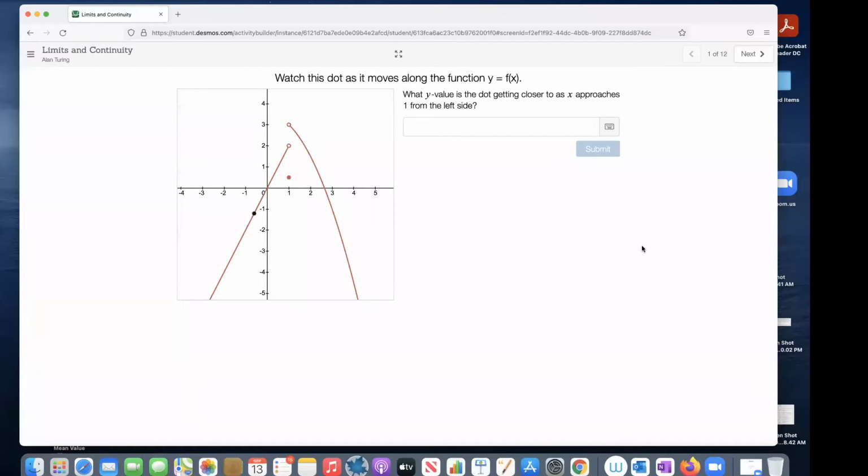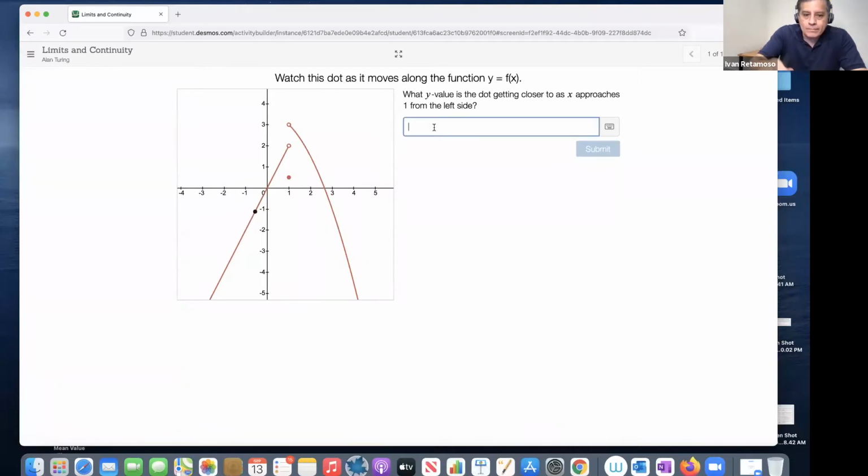Excellent. Is that 2? Very good. 2. You got it. In the chat also, I can see that a lot of people, Gonka, Marcos, right? 2, right? You can see clearly, right? The output values are approaching 2, right? From the left. So let's write here 2. Very good. Once you write your answer, you can submit. And then you are ready.